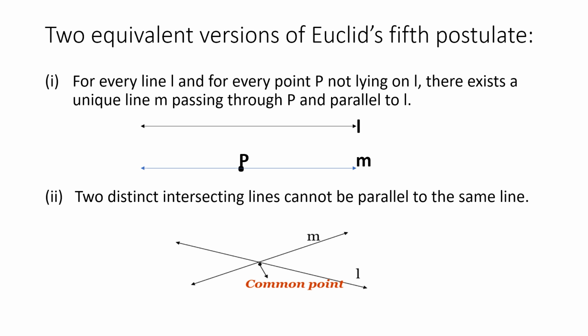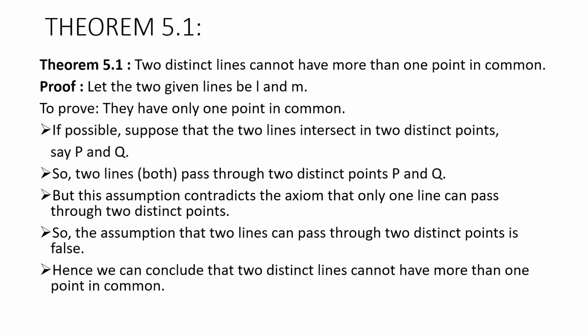Second one, two distinct intersecting lines cannot be parallel to the same line. Suppose you are having lines L and M, then they cannot be parallel to a same particular line. L will be parallel to some other line and M will be parallel to some other line. Let us see theorem 5.1. Two distinct lines cannot have more than one point in common.